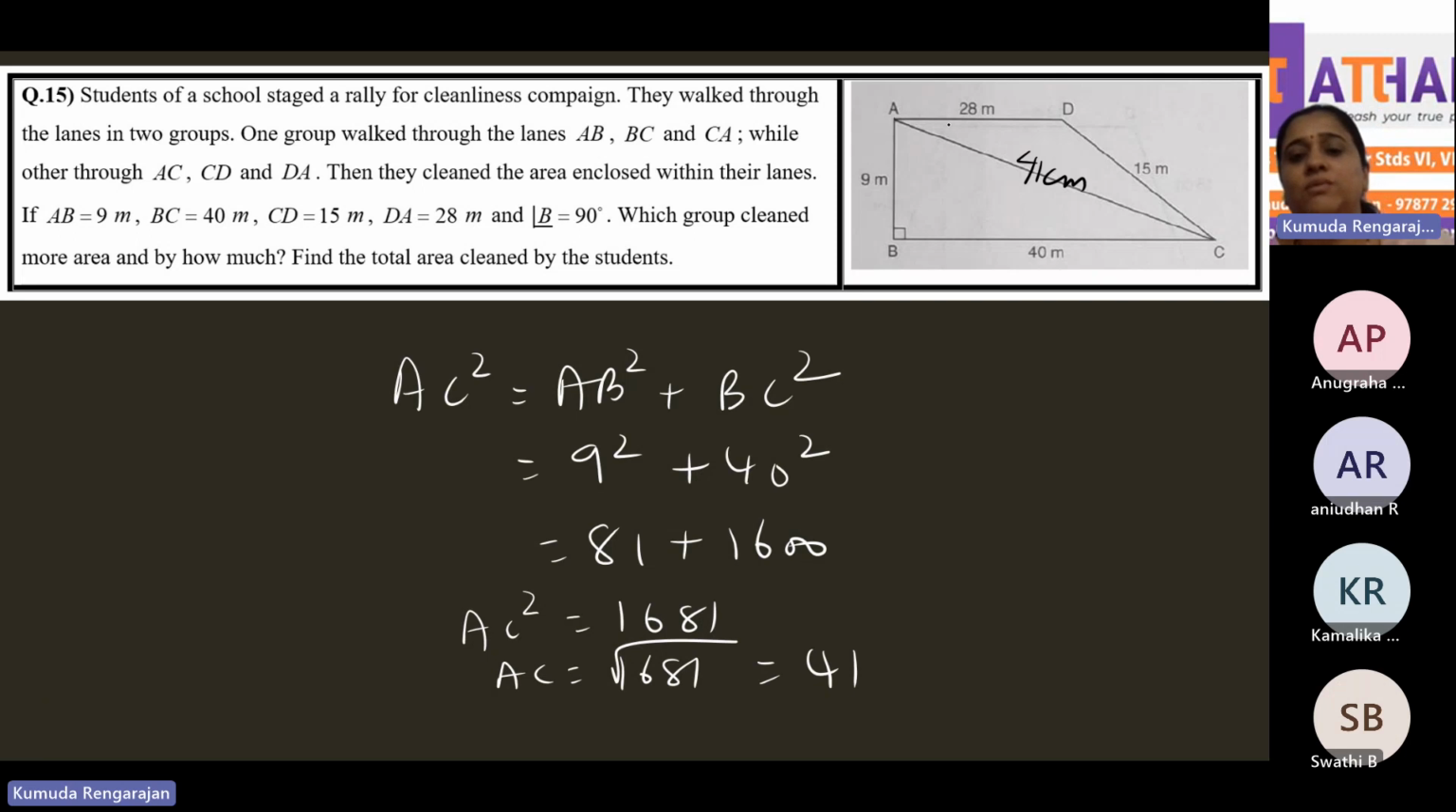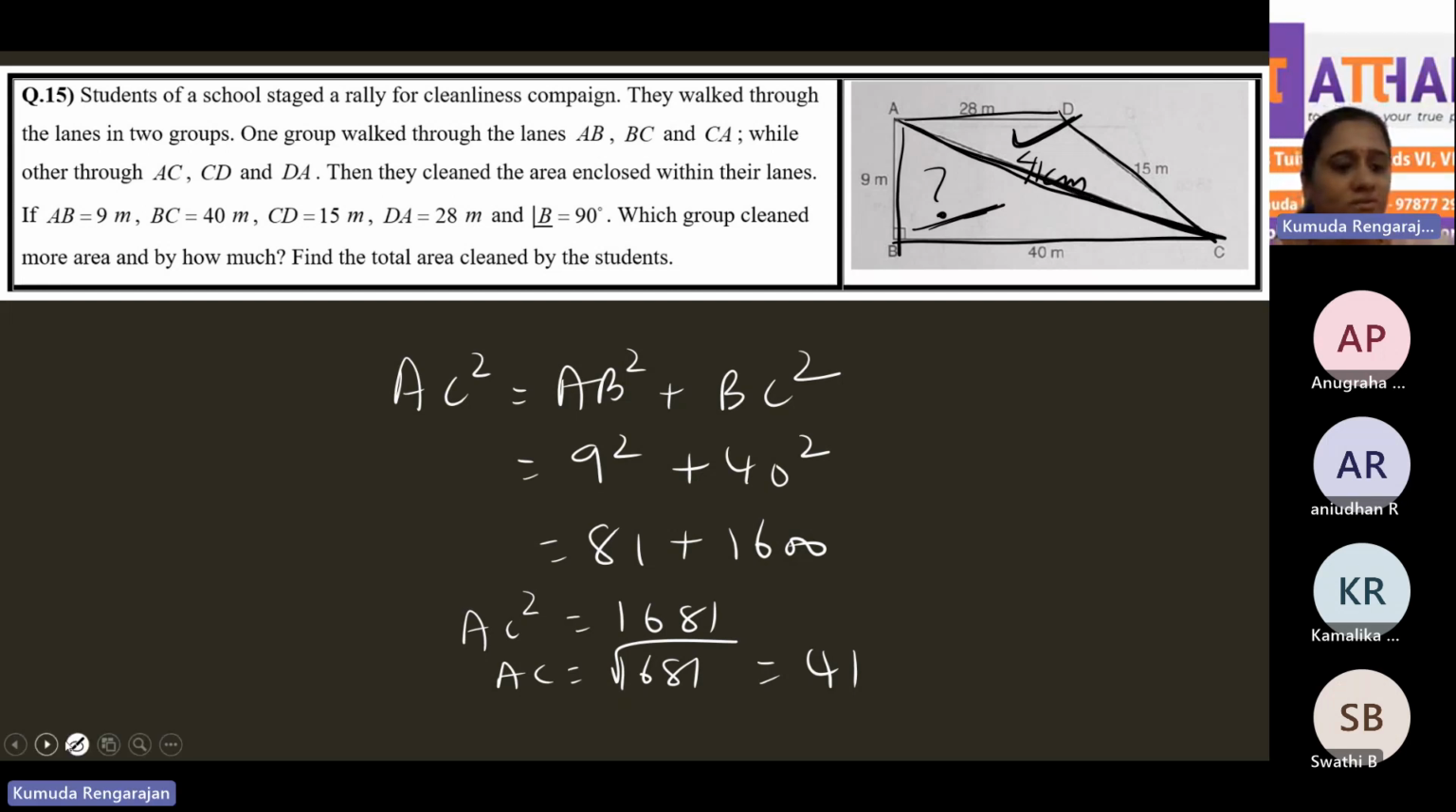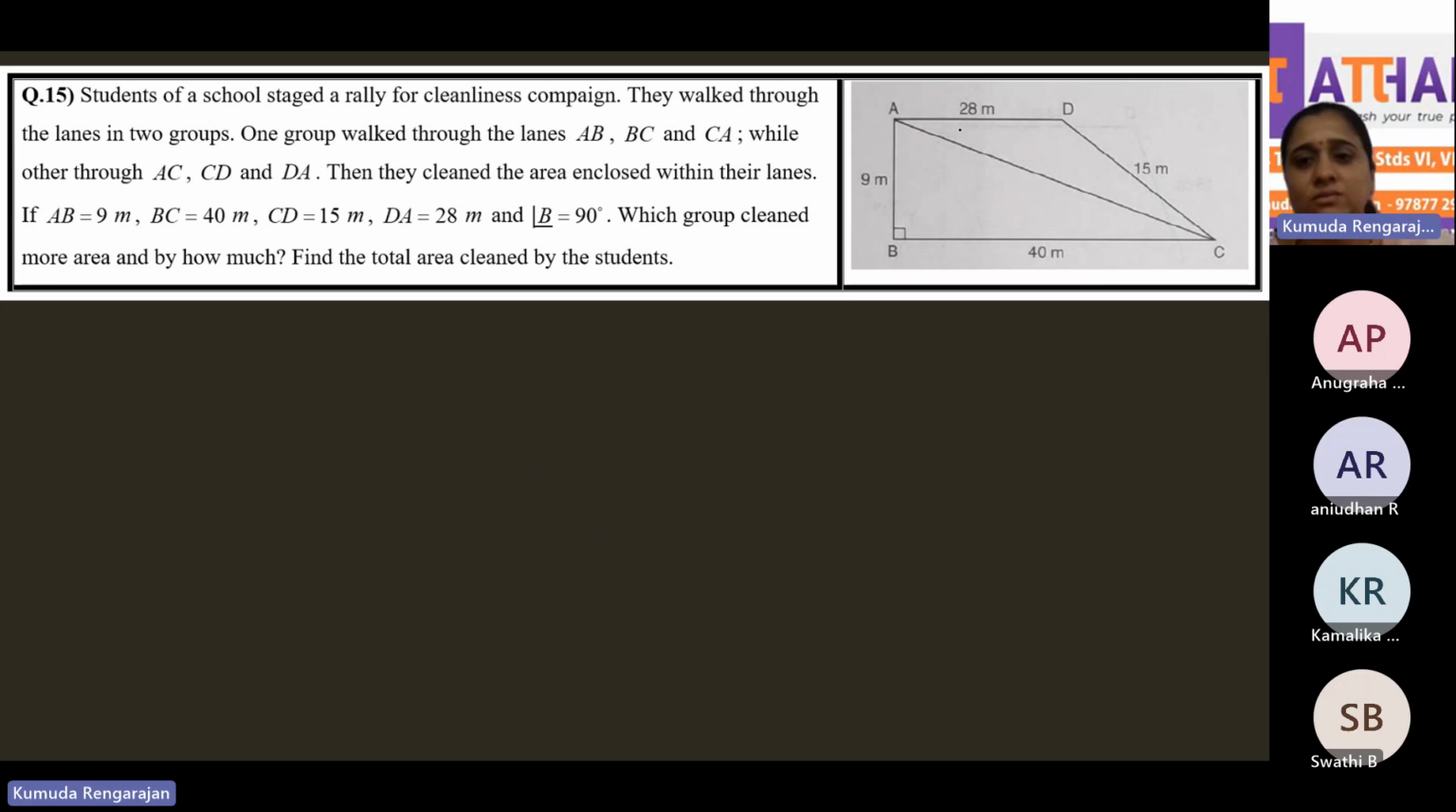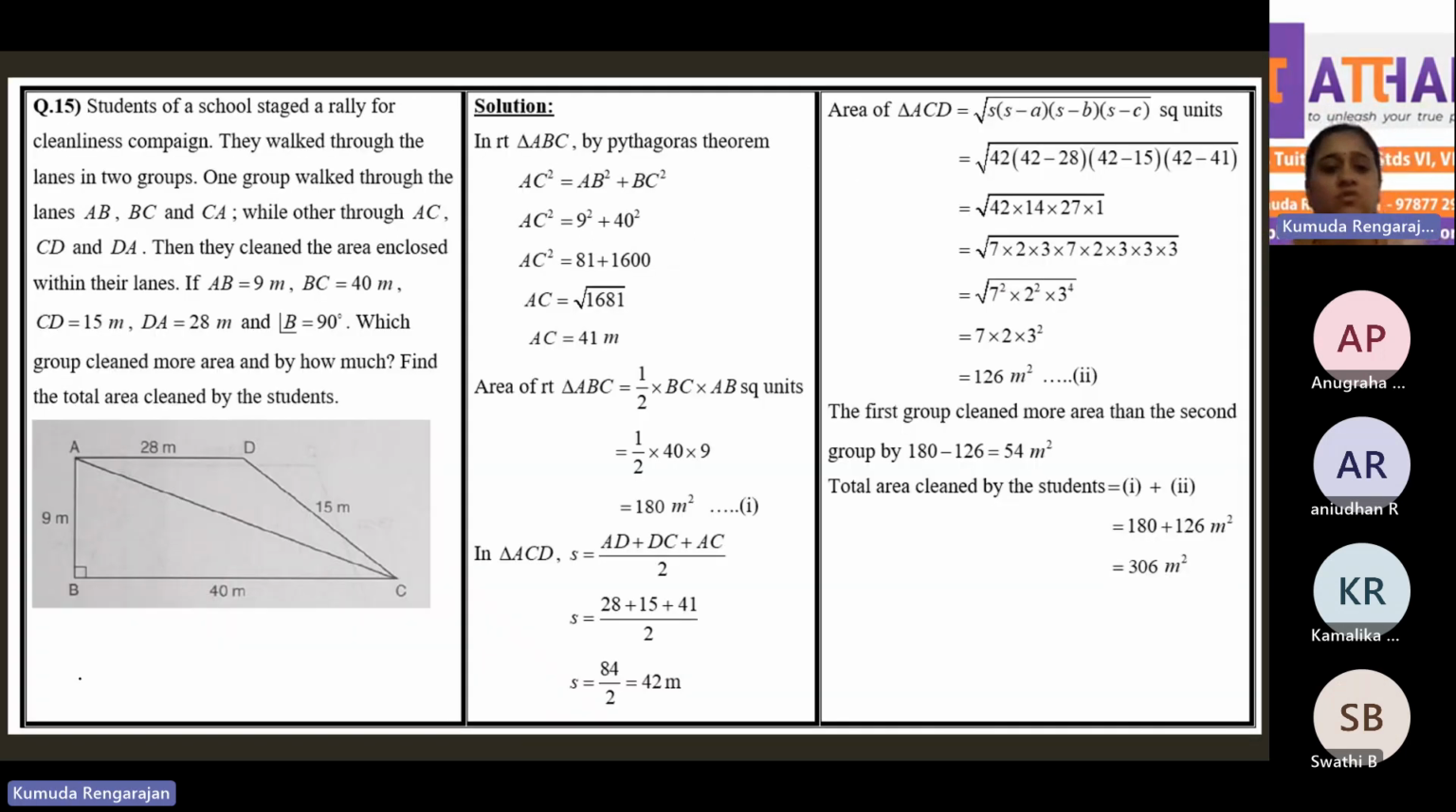Now you can use Heron's formula. 28, 15, 41. Now we found 41 not to find the area of this triangle, but to find the area of the other triangle. We already found the area of this triangle using the formula half base into height. We found AC using Pythagoras theorem to find the area of this triangle. This we already found. Understood? Understood, children? Yeah, please go through the answer and write it.